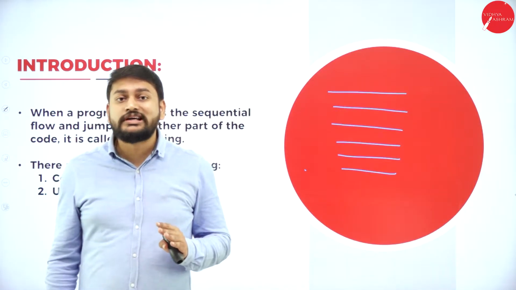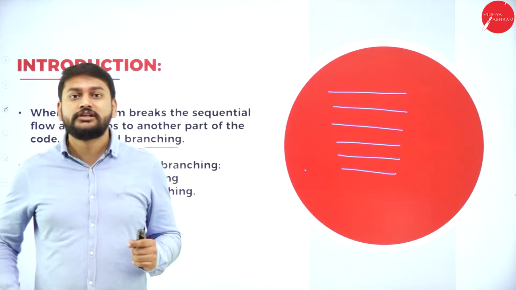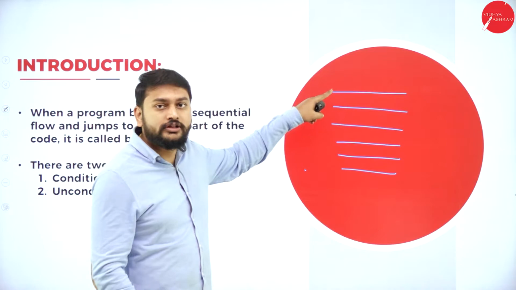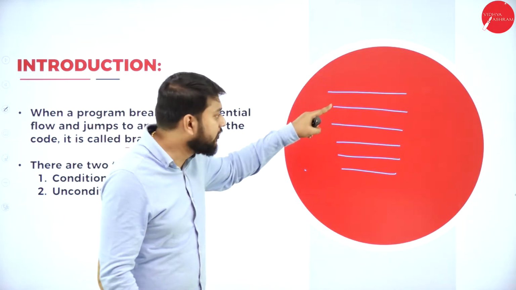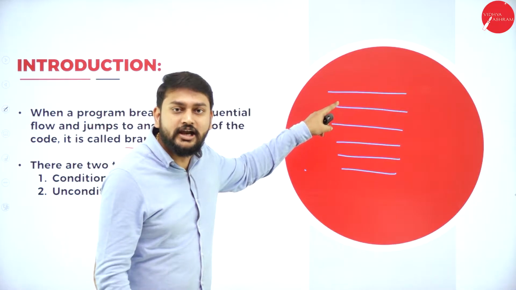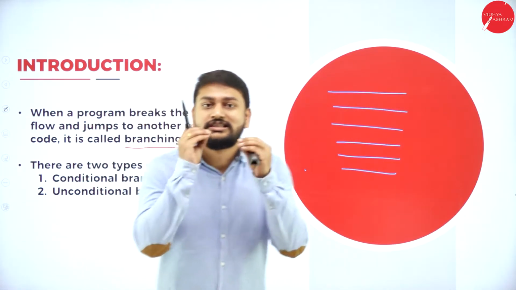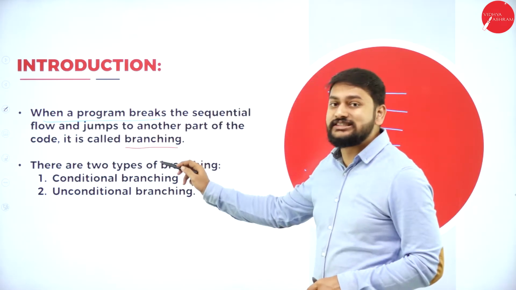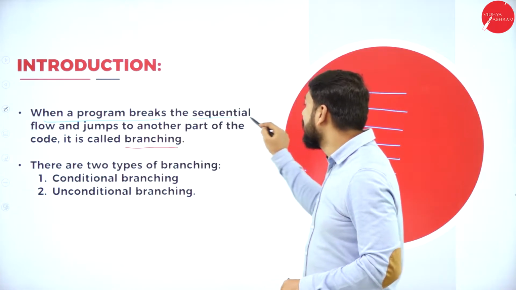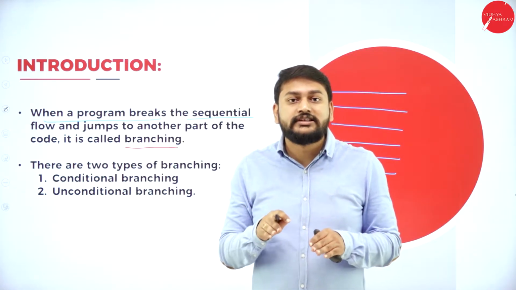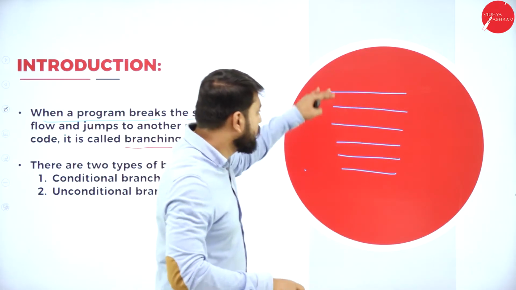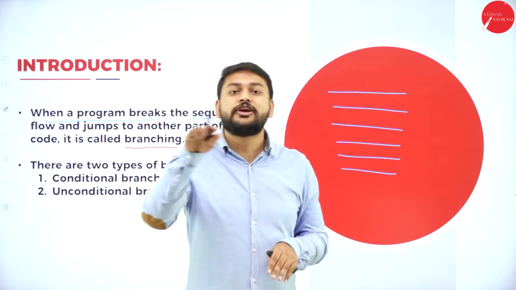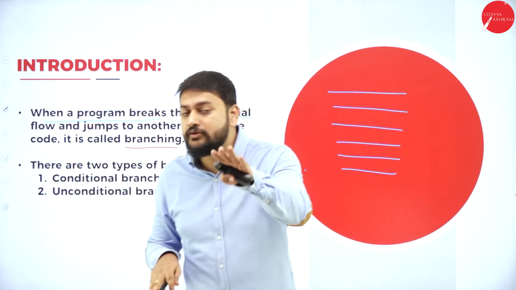So this is what I will call sequential. Sequential in the sense executing the statements one by one. After executing the first statement, I will come to the second one. After executing the second statement, I will come to the third one. That is what I will call sequential. So please understand what I have here. When a program breaks the sequential, what is the meaning of it? You are not executing sequentially. You're not executing continuously. You are breaking the sequential and you're jumping to a different part of the program. That is what I will call branching.